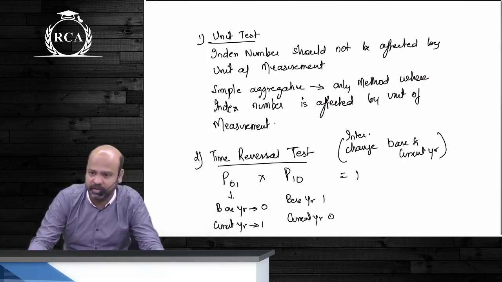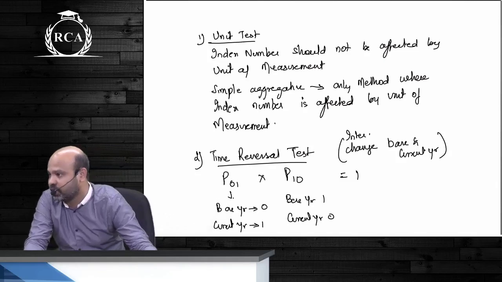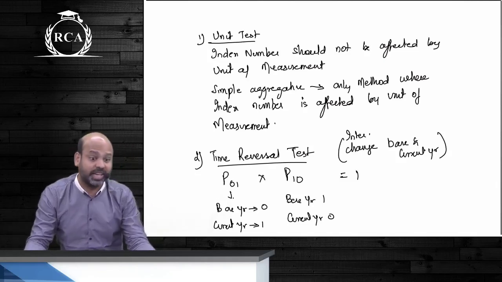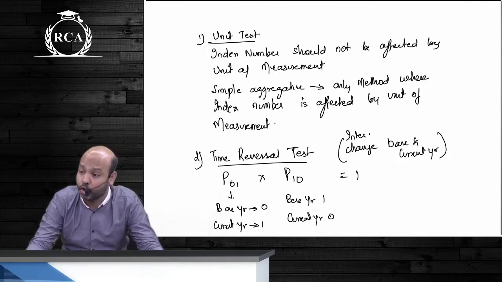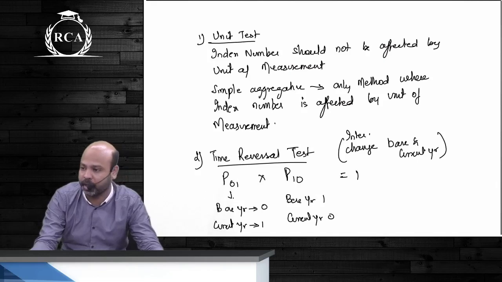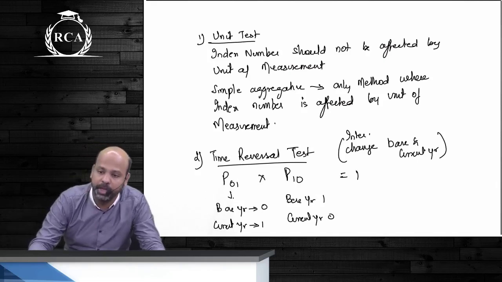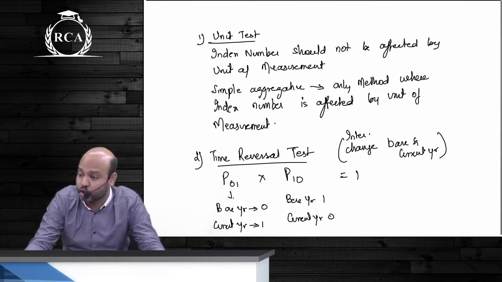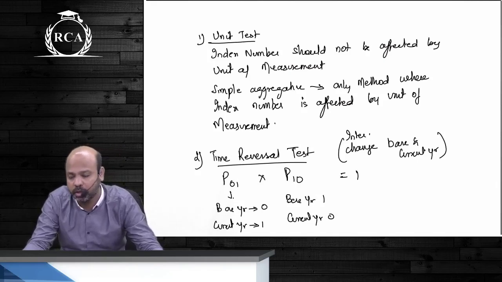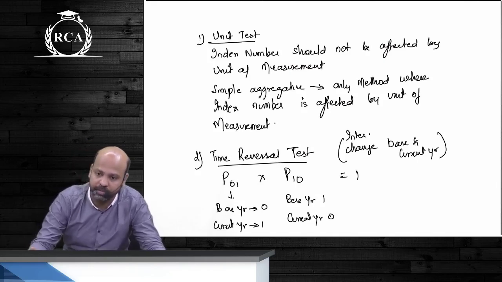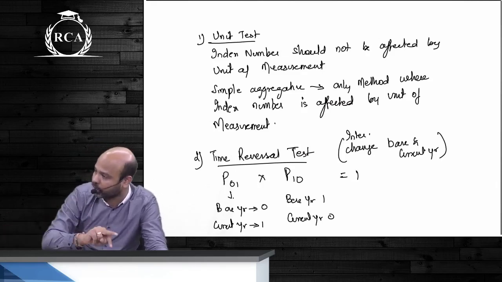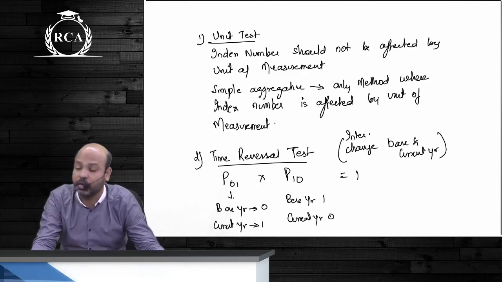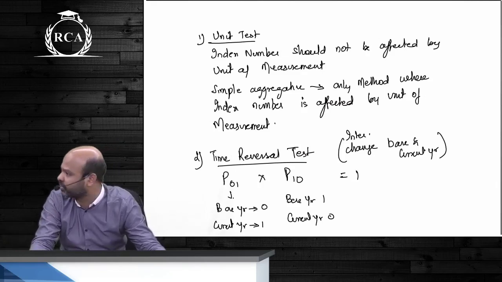After this, a test comes, which is circular test. Circular test is considered as an extension of time reversal test. P01 into P12 into P20 should be equal to 1, or P01 into P12 should be equal to P02. Normally you write P02, here you are bringing it as P20, and that should be equal to 1. So that is circular test guys.